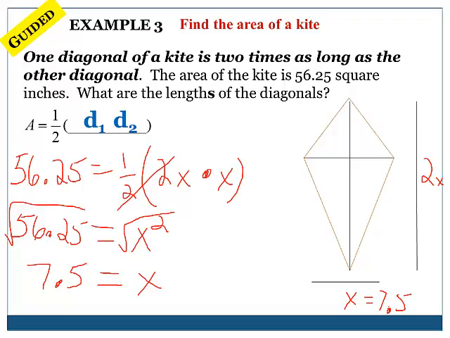And to find our 2x, all we need to do is multiply 7.5 times 2, which will give us 15. What I forgot to attach to each number would be the label. So the label on both of these would be inches.